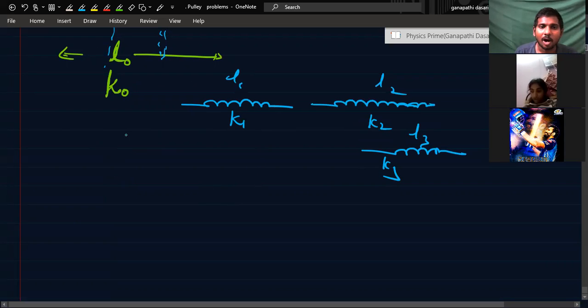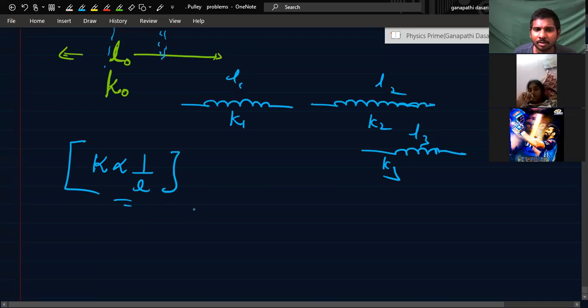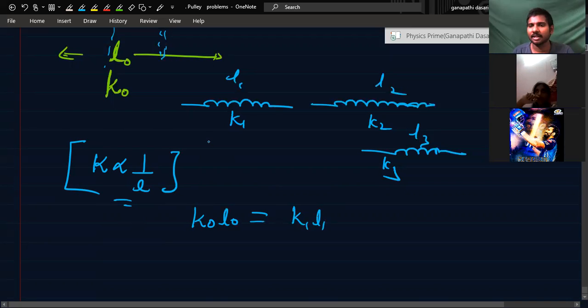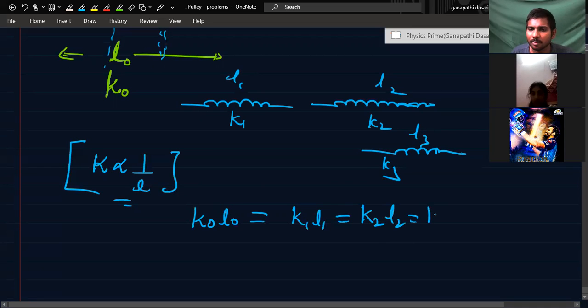What will be the relation? The spring constant is inversely proportional to the length of the spring. K naught L naught is equal to K1 L1 for the given spring, not any other spring. You don't relate two different springs. K naught L naught, from the same original spring, equals K1 L1, which equals K2 L2, which equals K3 L3.